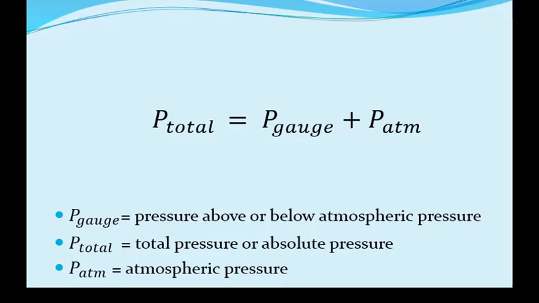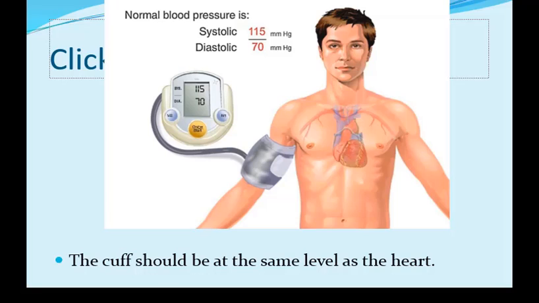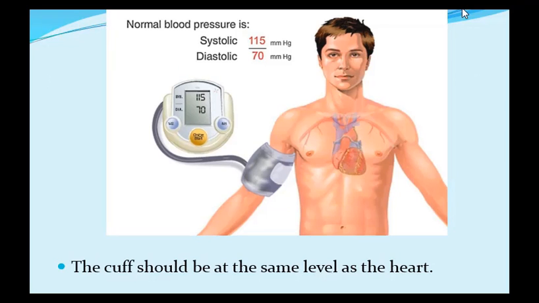Now, since we are talking about pressure in biophysics, let's also talk about how pressure is measured. Another application of Pascal's principle is the measurement of blood pressure in humans. You can see here that we have a systolic and then diastolic reading for the blood pressure. Take note that in measuring blood pressure, the cuff should be at the same level as the heart because the depth affects liquid pressure. Therefore, it also affects the reading of the blood pressure.